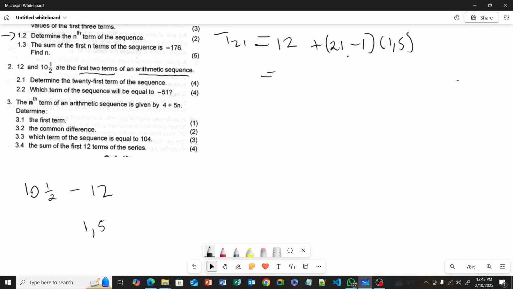So here 21 minus 1 will be 20. So 20 times 1.5 is 30. So we have 12 plus 30, which will give us 42. Okay, now which term of the sequence will equal to 51? So now we have the value of Tn. So we put here minus 51 must equal to, remember the first term is 12.